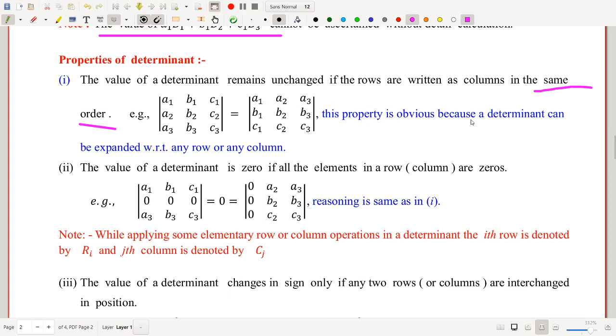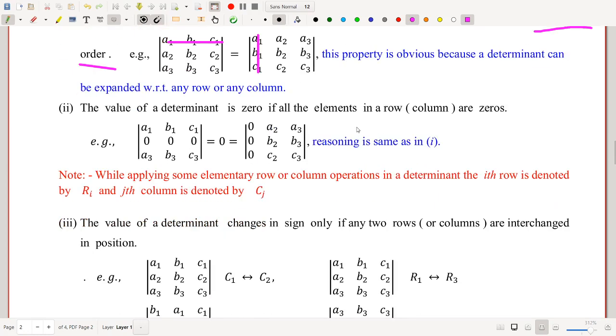This property is obvious because a determinant can be expanded with respect to any row or any column. Left side determinant, if I expand with respect to elements in the first row, we shall get a value, and the right side determinant, if we expand with respect to elements in the first column, we shall get the same value because here the first row and here the first column are the same. So that's why the values are the same.